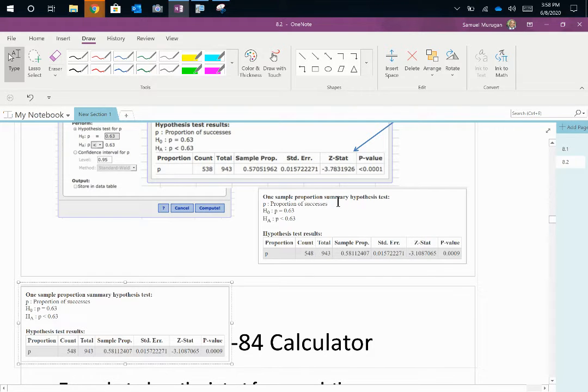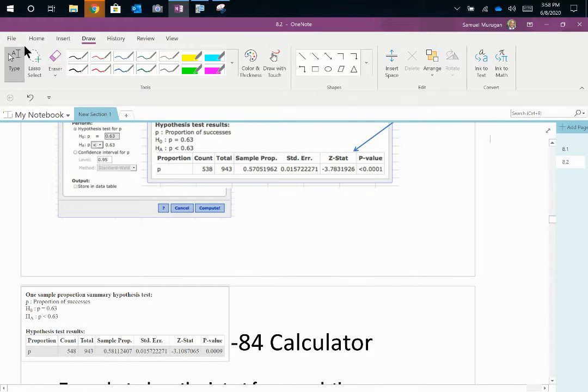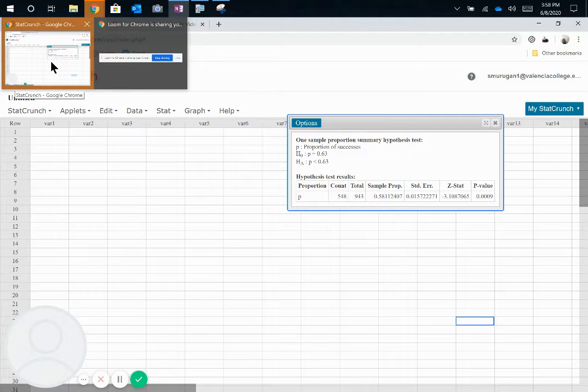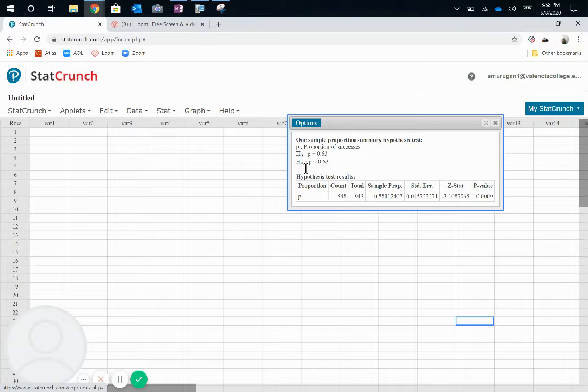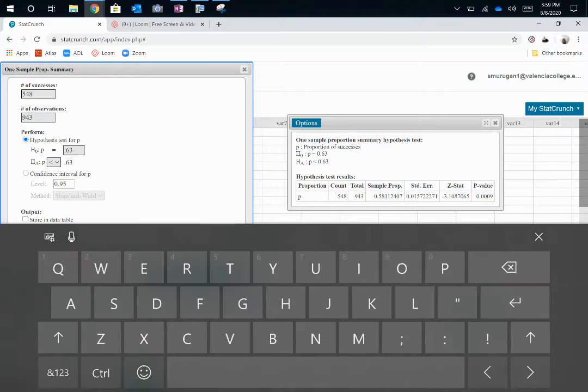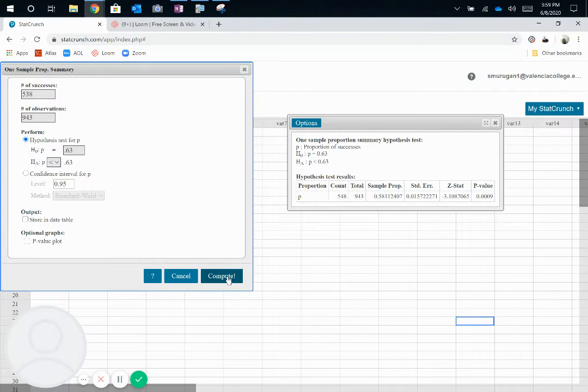So I think one of my numbers was incorrect. Yes, I put in 548 instead of 538. So I'm going to have to redo this one using the correct numbers. Let's go ahead and put in the correct numbers into StatCrunch. So I would edit this, and I need this to be what, 543 or 538. Okay, so that's fine. You're allowed to make mistakes, just so long as you know what to do to correct them. All right, here we go.